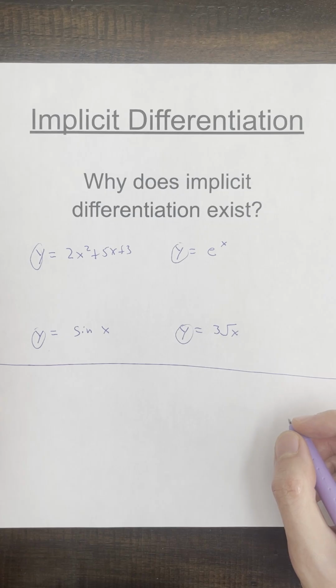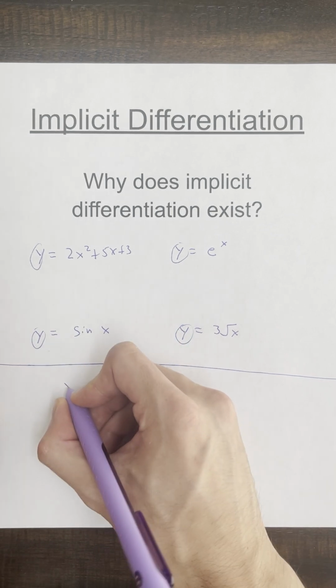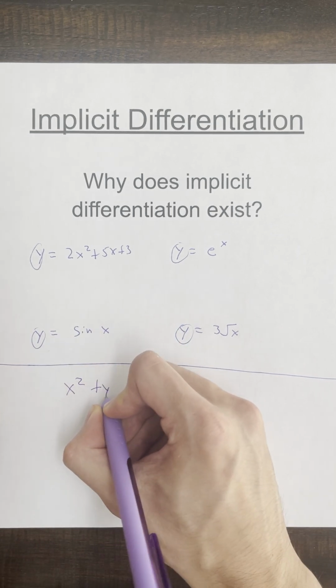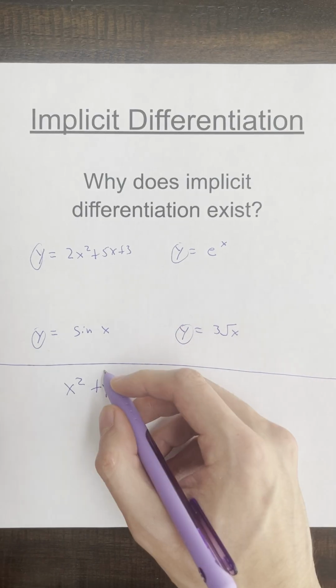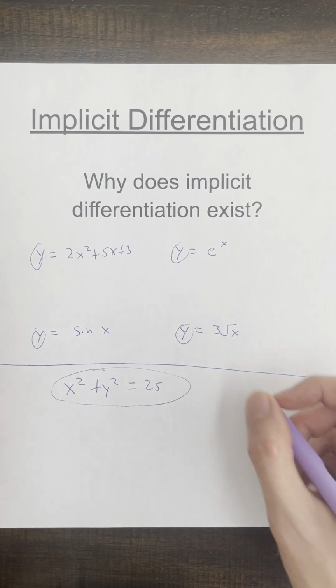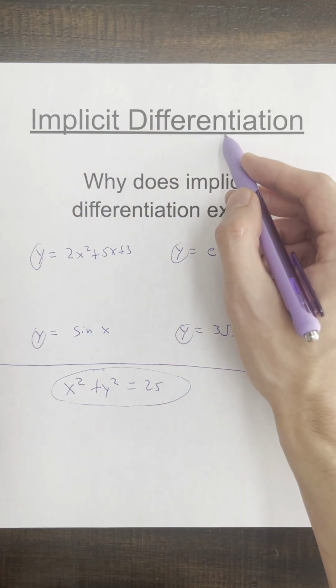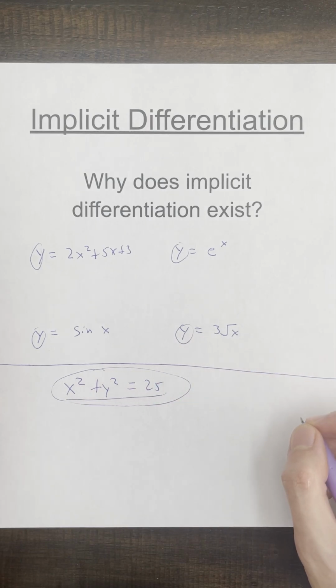Now, what would happen if y was not by itself? How would we find the derivative then? We need a new method to do that. And that new method is called implicit differentiation. Now, this new method is very similar to what we're used to doing.